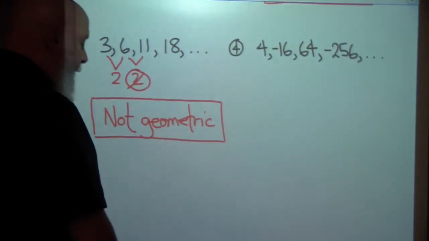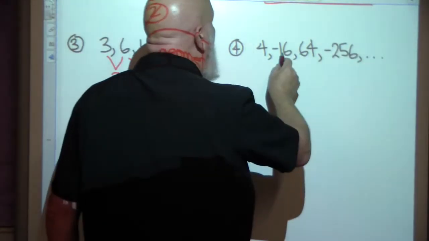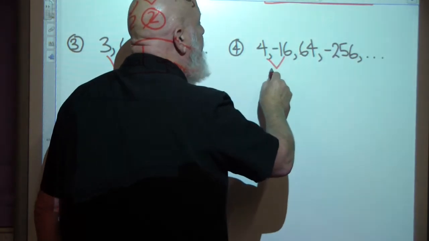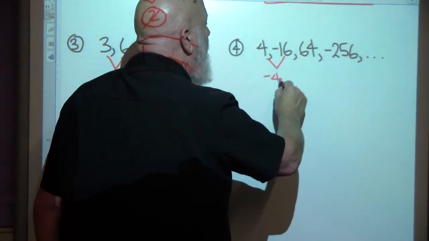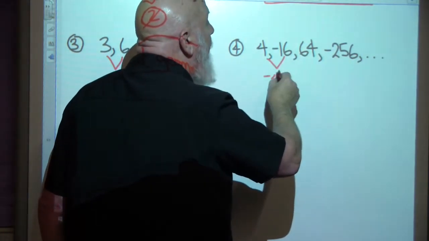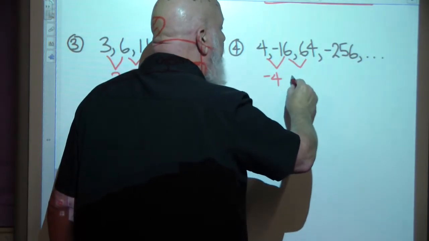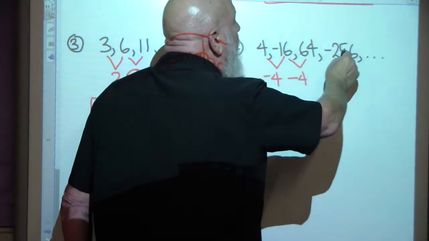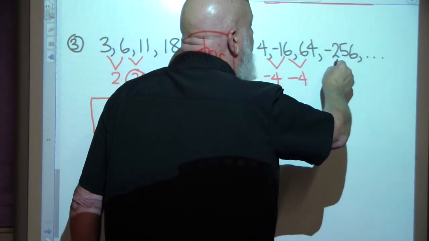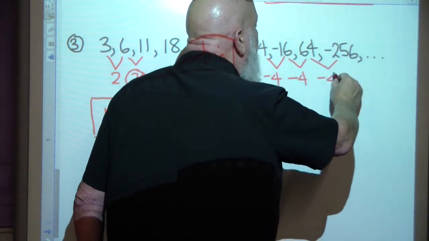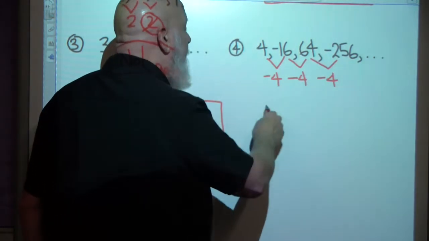And here we go. We're going to try it again. Negative 16 divided by 4 is negative 4. Positive 64 divided by negative 16 is negative 4. Negative 256 divided by 64 is negative 4. So our common ratio is negative 4.